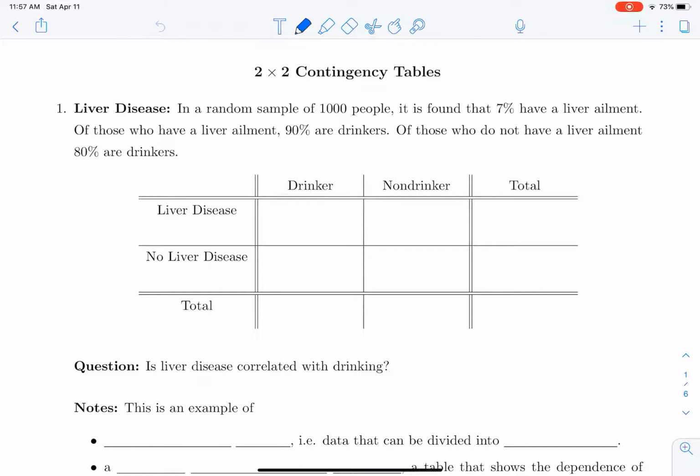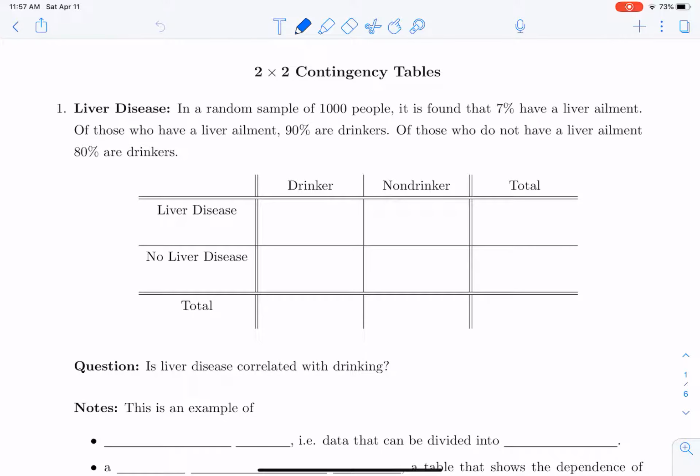We are going to continue with our study of chi-squared tests by looking at 2x2 contingency tables. So in a random sample of 1,000 people, it is found that 7% have a liver ailment. Of those who have a liver ailment, 90% are drinkers, those who drink alcohol. And of those who do not have a liver ailment, 80% are drinkers.